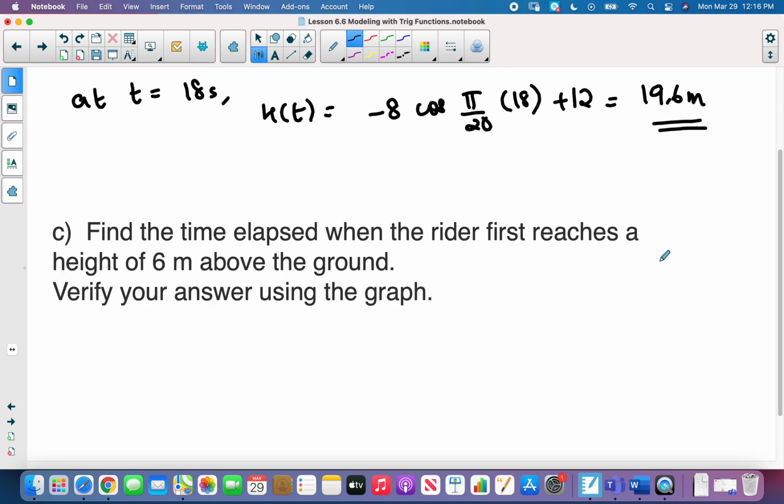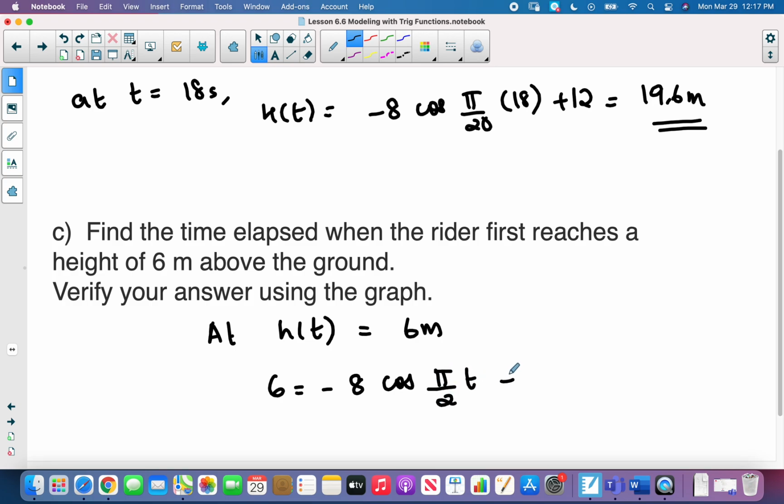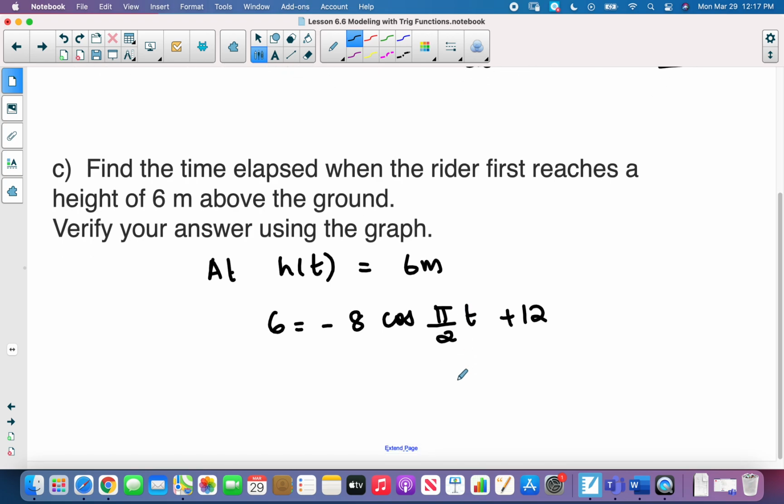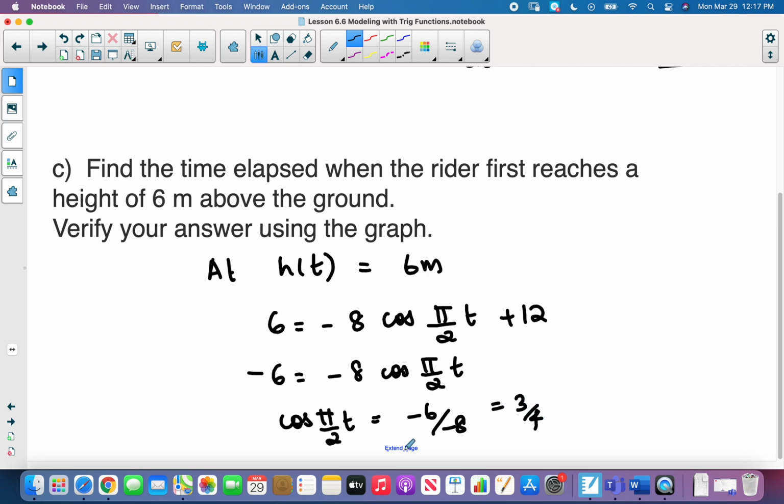Find the time elapsed when the rider first reaches a height of 6 meters above the ground, and use your graph to verify your answers. So at height equal to 6 meters, we will have 6 is equal to negative 8 cos pi over 20 t plus 12. We're going to isolate and solve for time. So you have negative 6 equals negative 8 cos pi over 20 t, right? You bring the 12 here. And cos pi over 20 t is equal to negative 6 divided by negative 8, which is 3 over 4.